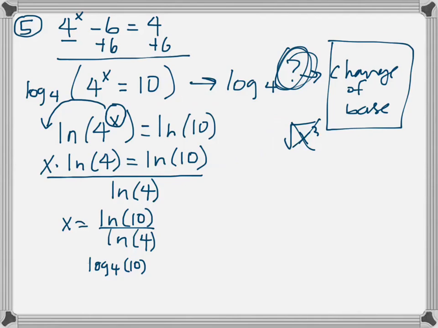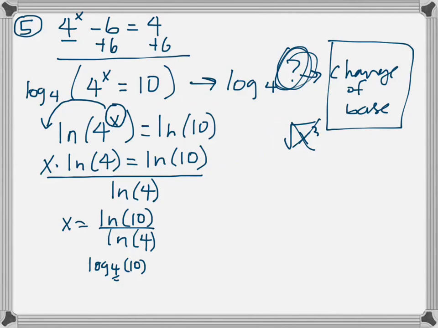Remember that whenever you use the change of base formula, it's the log of whatever you're taking the log of, so in this case 10, divided by the log of the original base, which is 4. Again, you don't have to memorize that if you use the natural log of both sides, because it changes the base for you in the process of solving the equation.